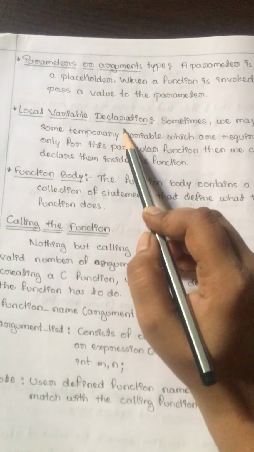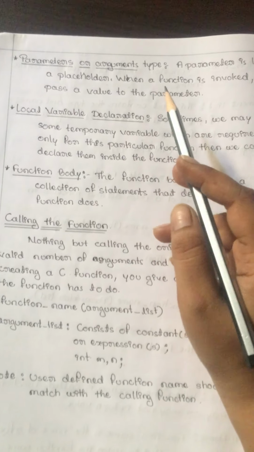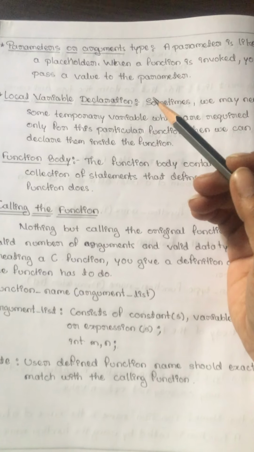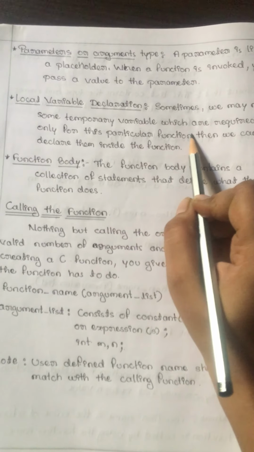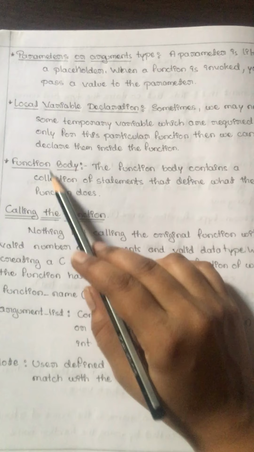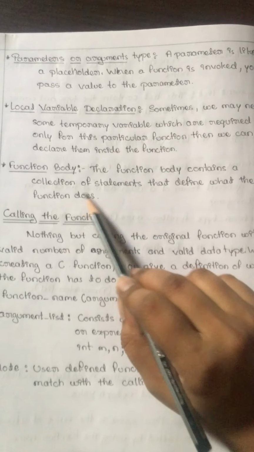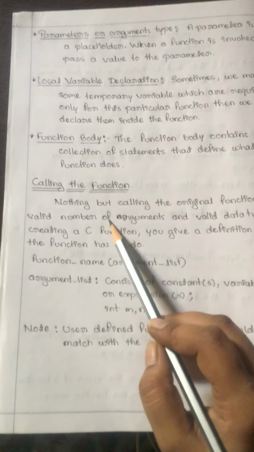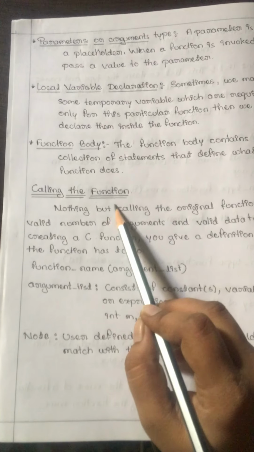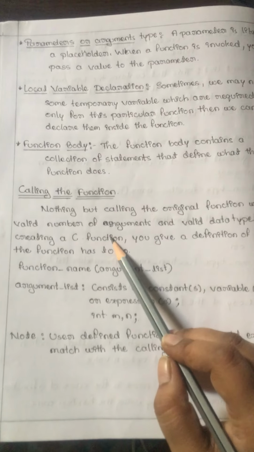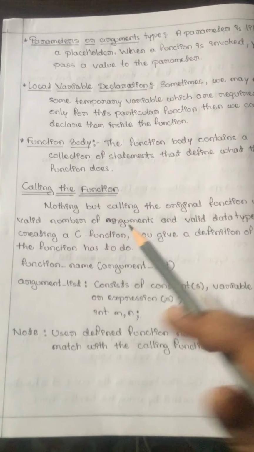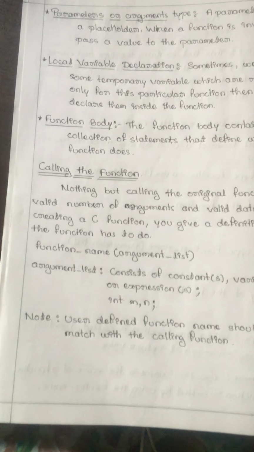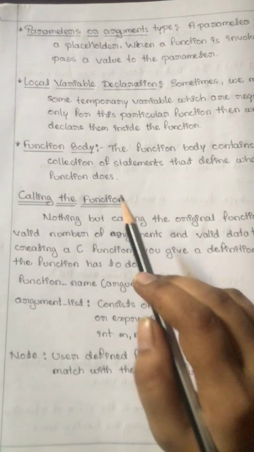Suppose you would like to specify a variable called a, which is of type integer, then you can say int a in a function body. Next, the last part is the function body. The function body contains the collection of statements that define what the function does. The last element in the function is calling the function. So the first element is defining, the second is calling a function, and the third is the declaration of the function. The last part we are going to handle is calling the function.